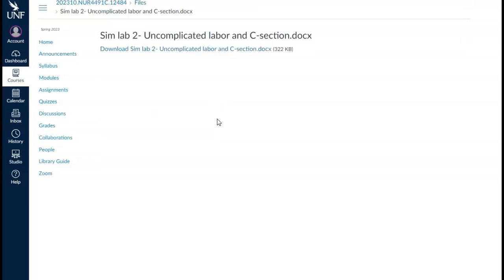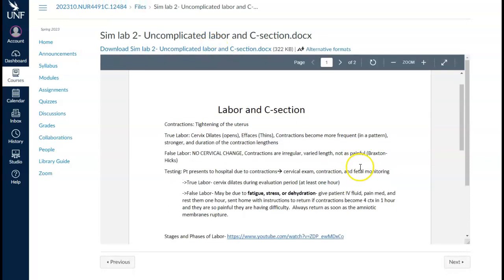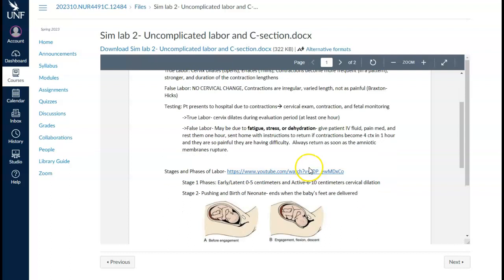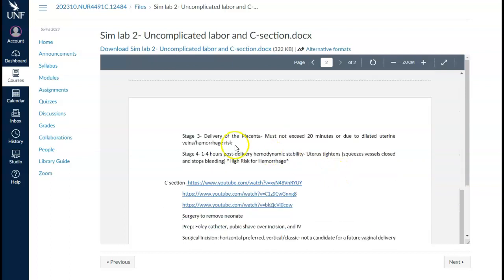Also, this document right here is your labor and C-section document. During our simulation lab, we're just going to review these things, because when you go to the hospital, you need to know what are contractions, what's true labor, what's false labor, what are the stages of labor, and what happens during a C-section. So you need a little bit of preemptive material before people start going to the hospital. The reason why everybody does it up front is because we have to test on it. It's not fair to test some people early, some people late, and not everyone got the information.